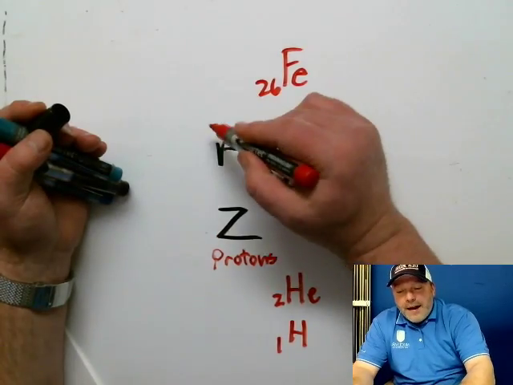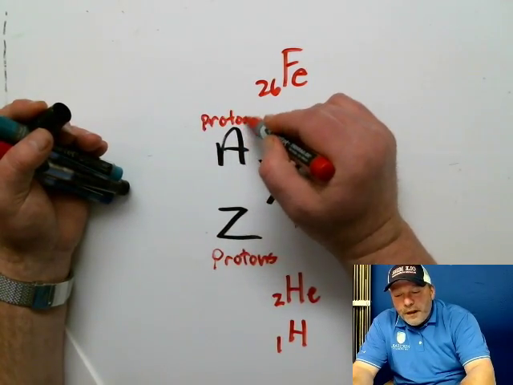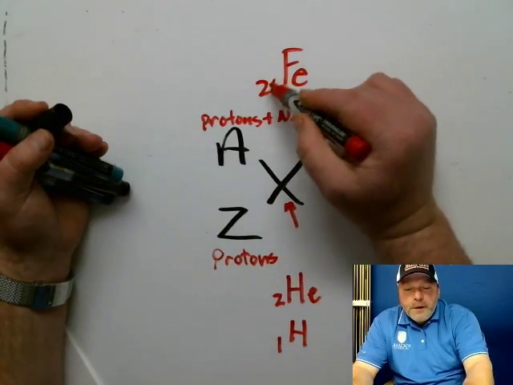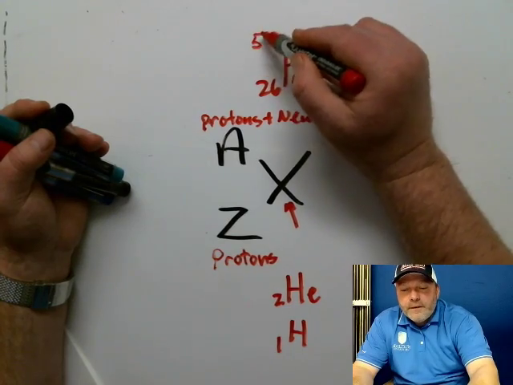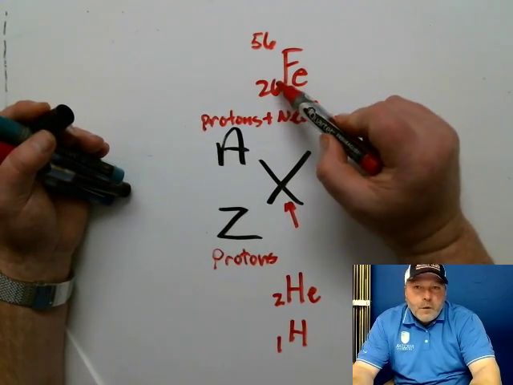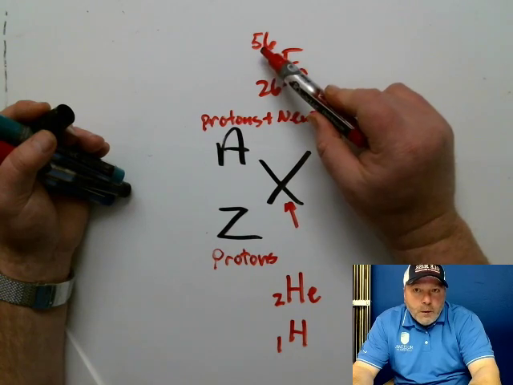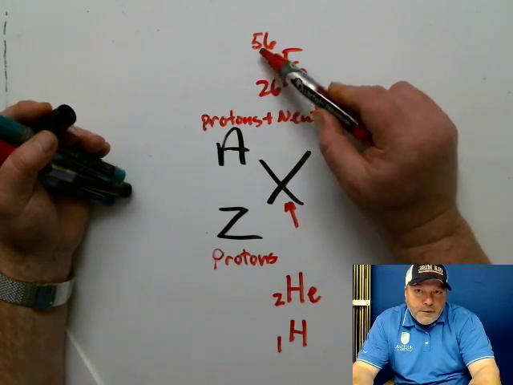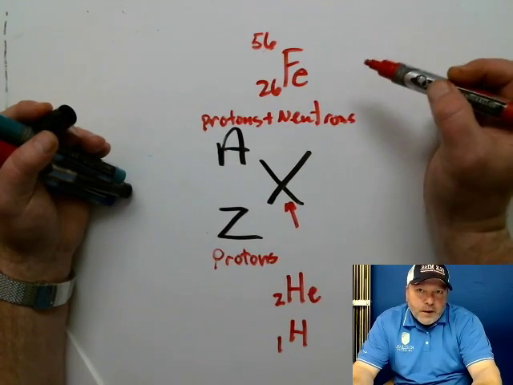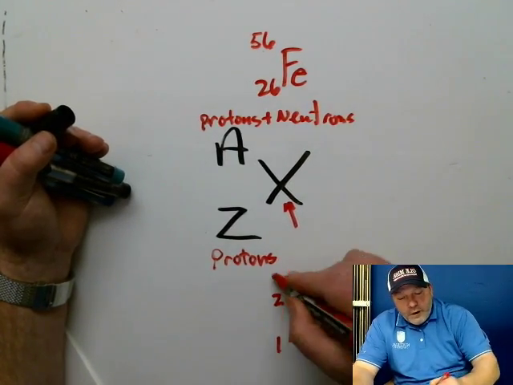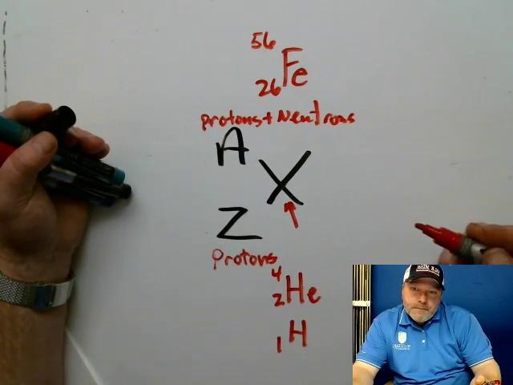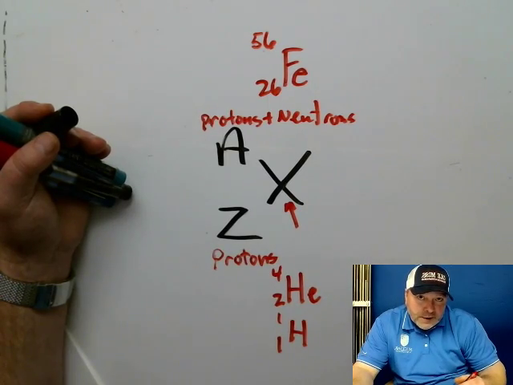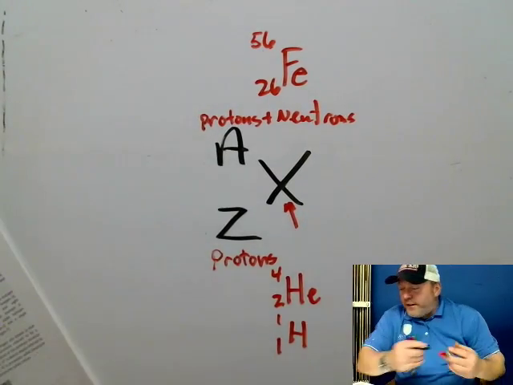And then up here, the A is the number of protons plus the number of neutrons. So up here, iron 56. That means I've got 26 protons and a total number of protons and neutrons of 56. I could subtract this number from this number, and it would give me the number of neutrons. Up here, 2 helium-4. 1 hydrogen-1, because it's got a proton and a surrounding electron. So this is ZXA notation.